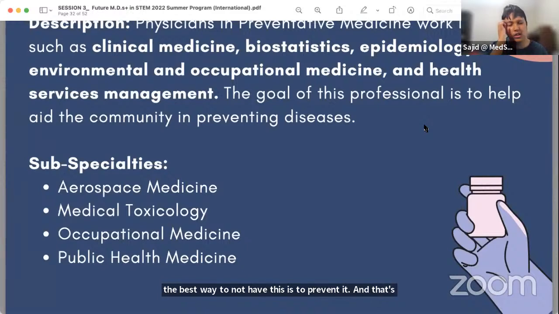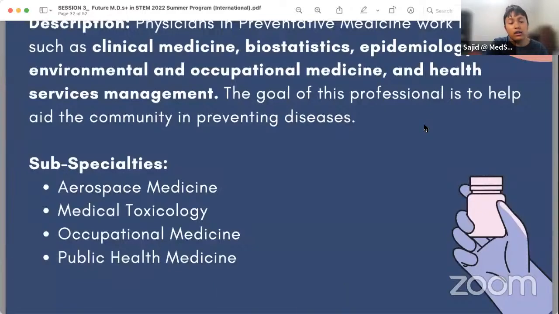you have, oh my gosh, what is that called? Oh, colonoscopy. That's why when you, I believe the age is 45 or could be 40, I'm not sure. But that's why you have to take routine tests like a colonoscopy to make sure you don't develop diseases like colon cancer. Some subspecialties are aerospace medicine, medical toxicology, occupational medicine, and public health medicine.